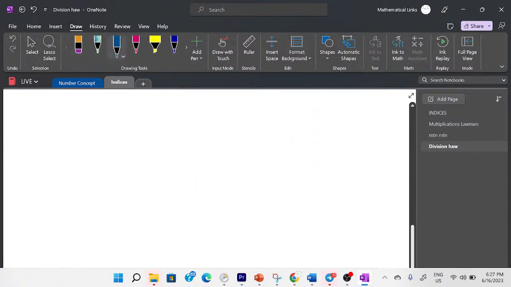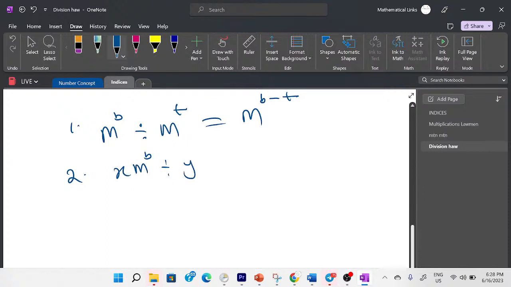So in summary, if you have m to the power of b divided by m to the power of t, according to the division law of indices, you pick one of the bases, then you subtract the power. That's the first category. The second category: if you have x m to the power of b divided by y m to the power of t, the first thing you need to do is divide these constants. X and y will be constants, and they could also be variables. So it will be x over y. That is how you deal with that. Then you apply the division law of indices on the m terms, so I'll pick one of the bases m, then subtract the power, b minus t.